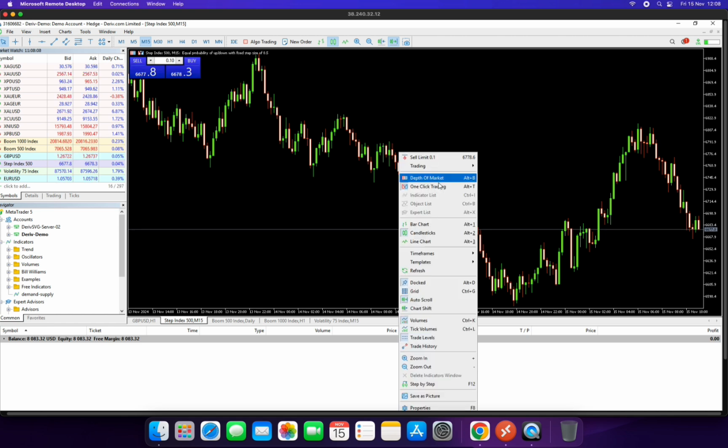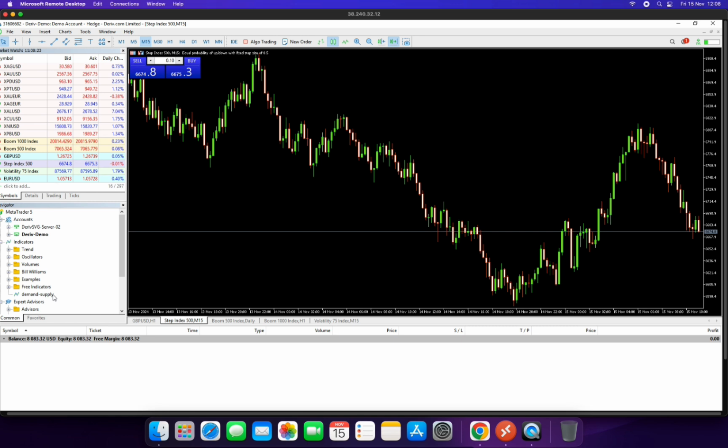I can right click again and come here. You see the indicator list, nothing is showing. The object list, nothing. The expert list, nothing. Shows that there's no indicator, no anything. This is just the common color template. Having said that, let's come to the indicator.